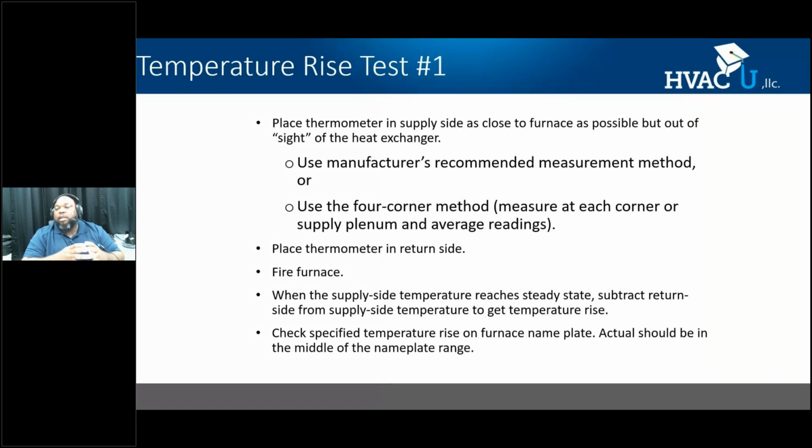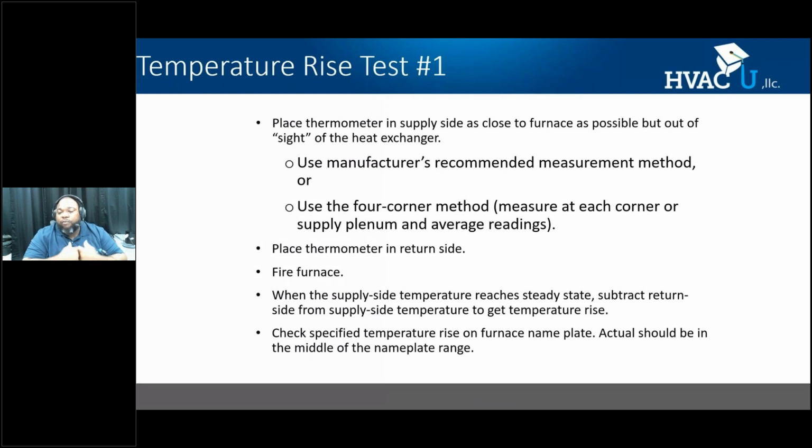This is important. If you look at a duct system, airflow varies at different locations. It is a lot more accurate if you're able to get different readings and average those together to get an accurate temperature. Then you're going to place the thermometer on the return side. You're going to fire your equipment, and when the equipment reaches steady state, you're going to subtract the two, and that's how you get your temperature rise.